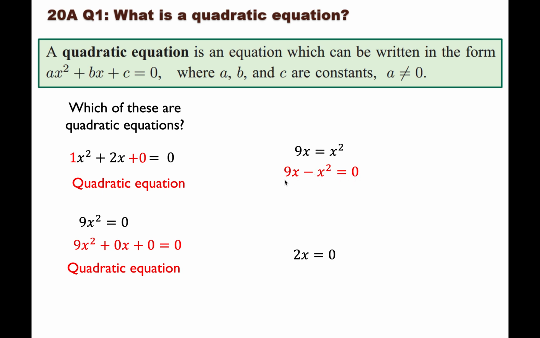Okay, so 9 times x, take x squared equals 0. Now, just to be consistent with the way that we normally write quadratic equations, which is with the x squared term first, let's get this minus x squared term and move it to the front. So now it's minus x squared plus this term here, because this term is positive. You can imagine there's a plus sign in front of it. There is no c here, there's no constant term, so we can just say plus 0.